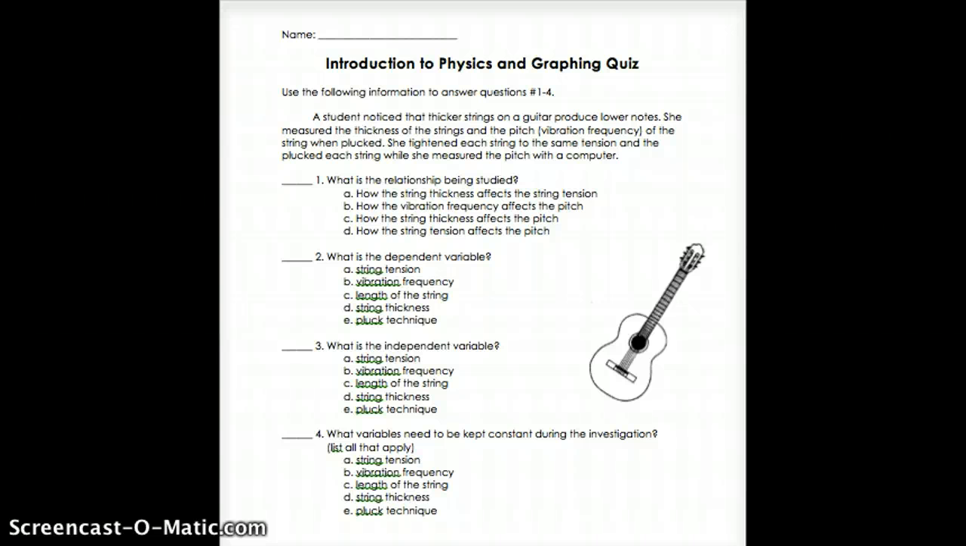And so during the unit we did that with the Spaghetti Bridge Lab, and so in this quiz they are to read this situation and answer the questions about the relationships and the variables from that paragraph.